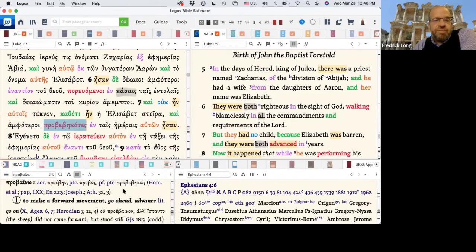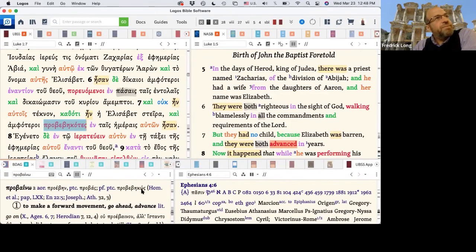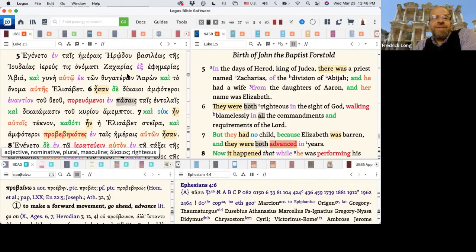I'm not sure if you understand my question. Okay. What I'm saying is, in verse 6, they're both righteous. Yeah. Then down here, both advancing in years. I'm saying, is Luke trying to get us to see those as parallel ideas, or are they connected with the repetition of the both? Or is it just that it happens to be that way?